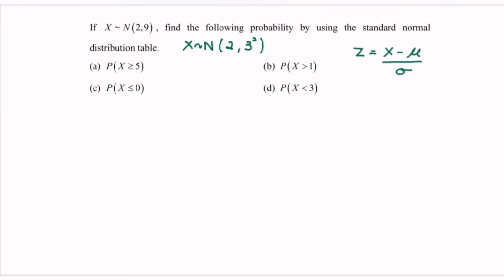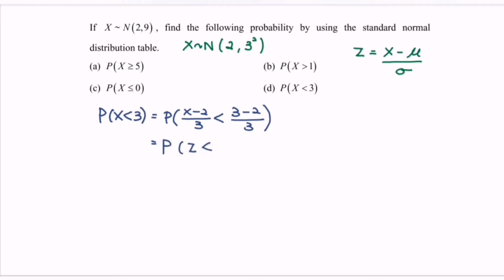Kindly refer to D, where we have the probability that x is less than 3. As we all know, step number 1 is to standardize the situation, where we have the probability that (x minus 2) over 3 is less than (3 minus 2) over 3. Simplify the situation: the probability that z is less than 1 over 3, where we have 0.33. The second step is to refer to the graph or sketch the diagram.